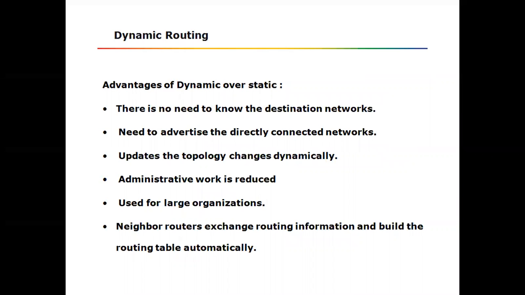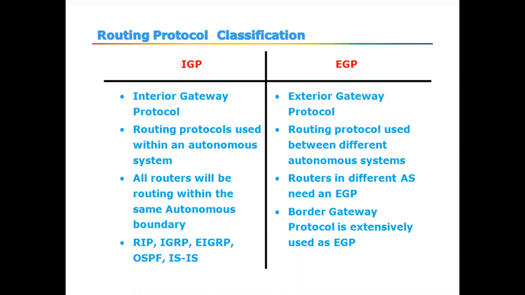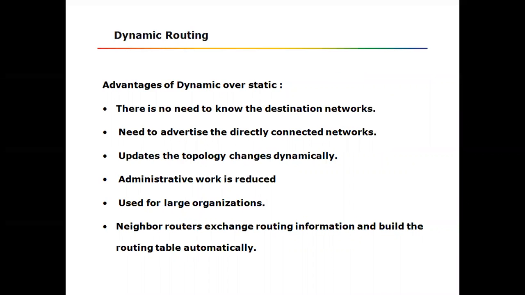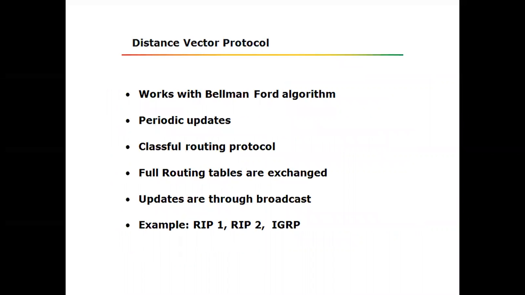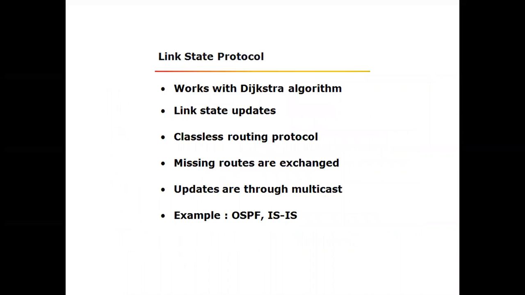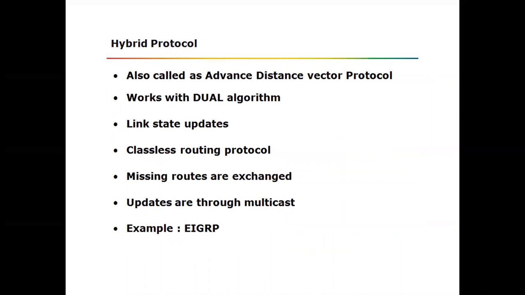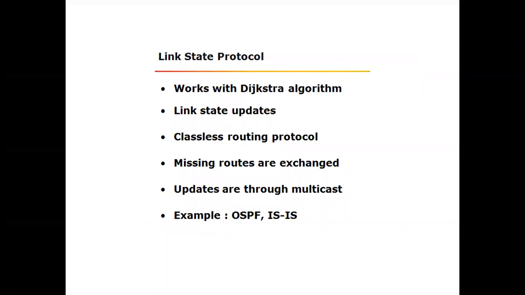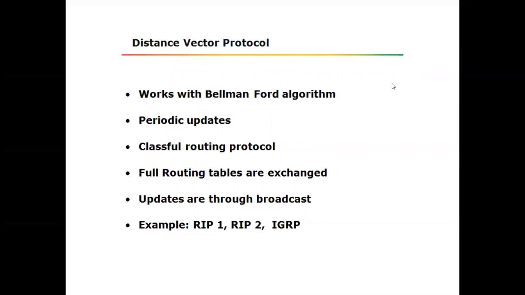Then again, this IGP is categorized into the distance vector protocol, where RIP comes. Then the link state protocol, which is the second category, and the third one is the hybrid protocol. We have discussed the distance vector protocol. It uses the Bellman-Ford algorithm. This is nothing but RIP.